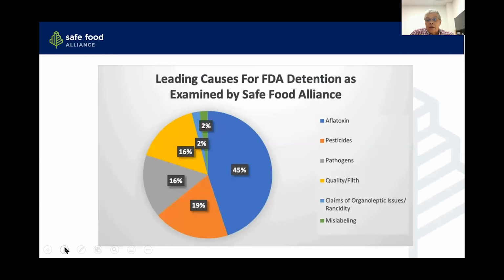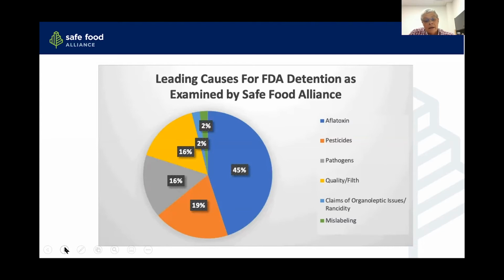This is actually a figure that came from that publication showing what the leading causes for FDA detention are when we went through and actually examined the cases that were listed. And 45% of the issues that we dealt with in our laboratory were aflatoxin. Again, as I mentioned, often these loads will go overseas. EU is one place they go. Sometimes they go into Japan. They will have an exceedance and be shipped back or re-imported. So we have to go through that process.